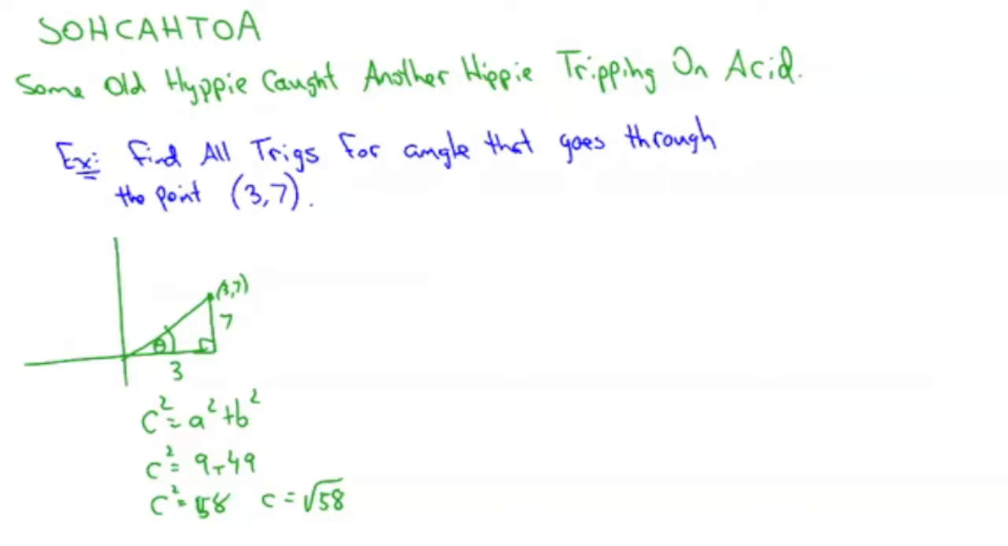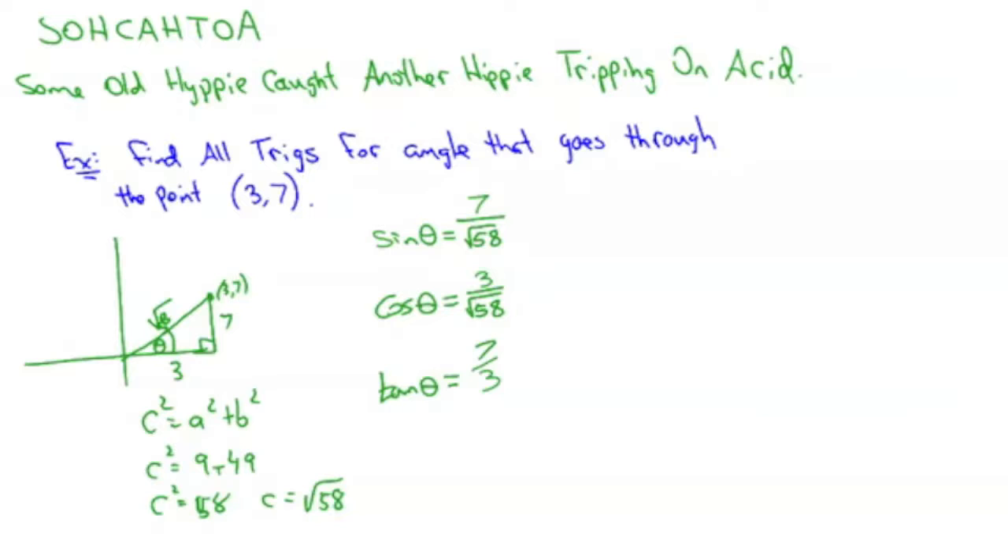All right. So once you have this side as the square root of 58, what is the sine of this angle equal to? 7 over the square root of 58, opposite of that angle over the hypotenuse. What is the cosine of this angle? 3 over the square root of 58. Perfectly fine. And tangent of this angle? 7 over 3.